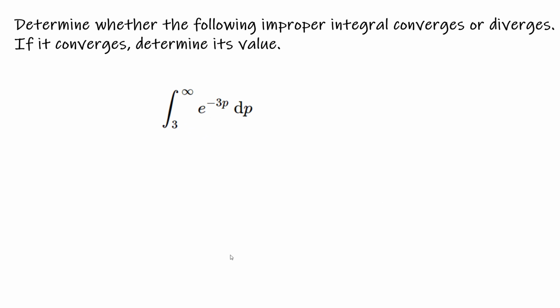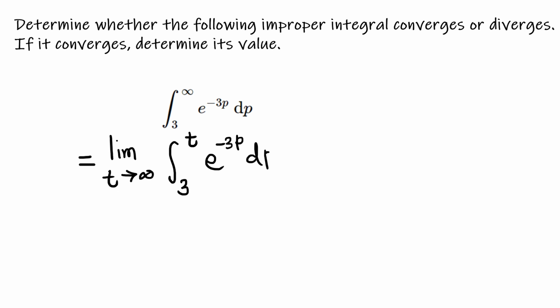So to evaluate this, we want to make this kind of finite, because we don't know how to work on this infinite interval. So limit, let's say 3 through somewhere t, a finite number. In fact, it's a variable, and we let that go to infinity. We cannot work on 3 to infinity, so we change to 3 to some variable, and we let that variable go to infinity. This is the same thing. Now e raised to negative 3p dp.